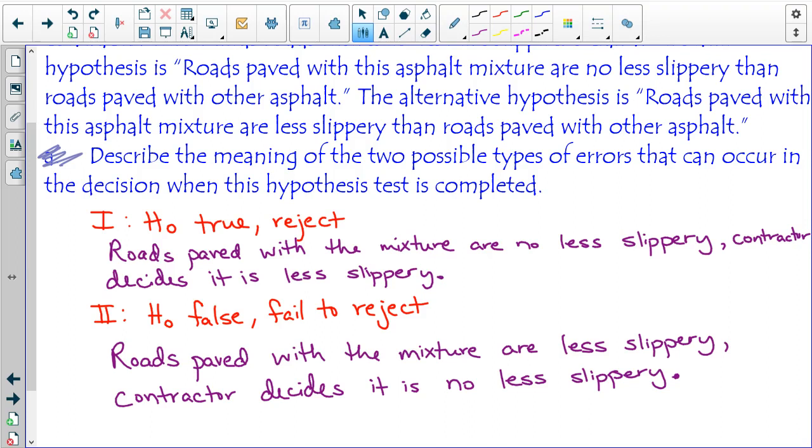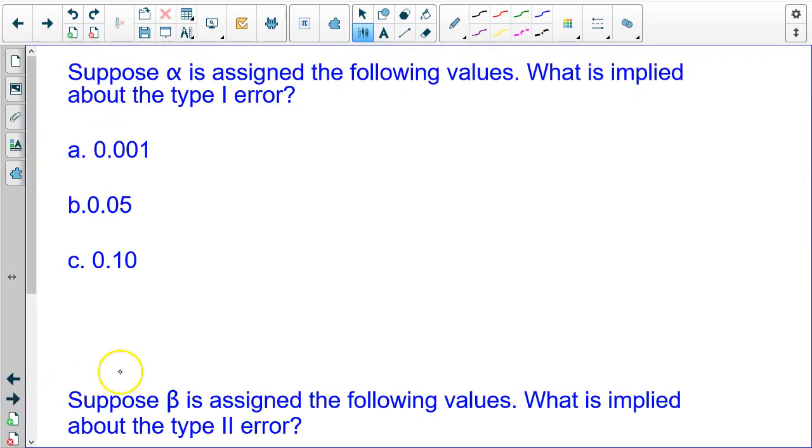I think it depends. If I'm the contractor, clearly I would think type 1's worse, right? But if I'm someone driving on the roads and I want it to be less slippery when they're wet and to be safer, well, then type 2's worse, right? Because they have a chance to make it safer, but he's going to decide it's not less slippery, so he's not going to purchase it. That's why I hesitate to always say type 1's always worse. I think it depends on who you are and what you're doing. So that's why I think it's good for you to always read it.